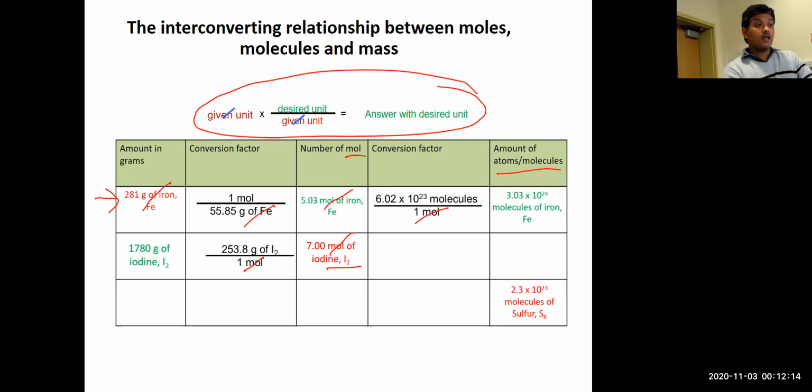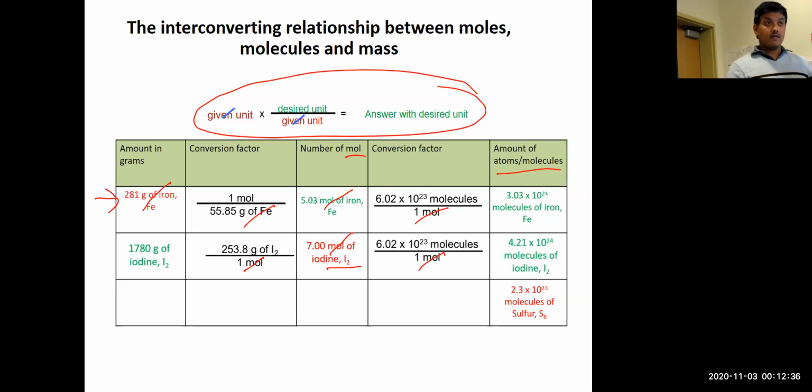And let's identify the number of molecules of I2 in 7 moles of I2. Again, you're going to use Avogadro's conversion factor with the moles at the bottom so that you can cancel out the moles and end up with the molecules of iodine in 7 moles of iodine.